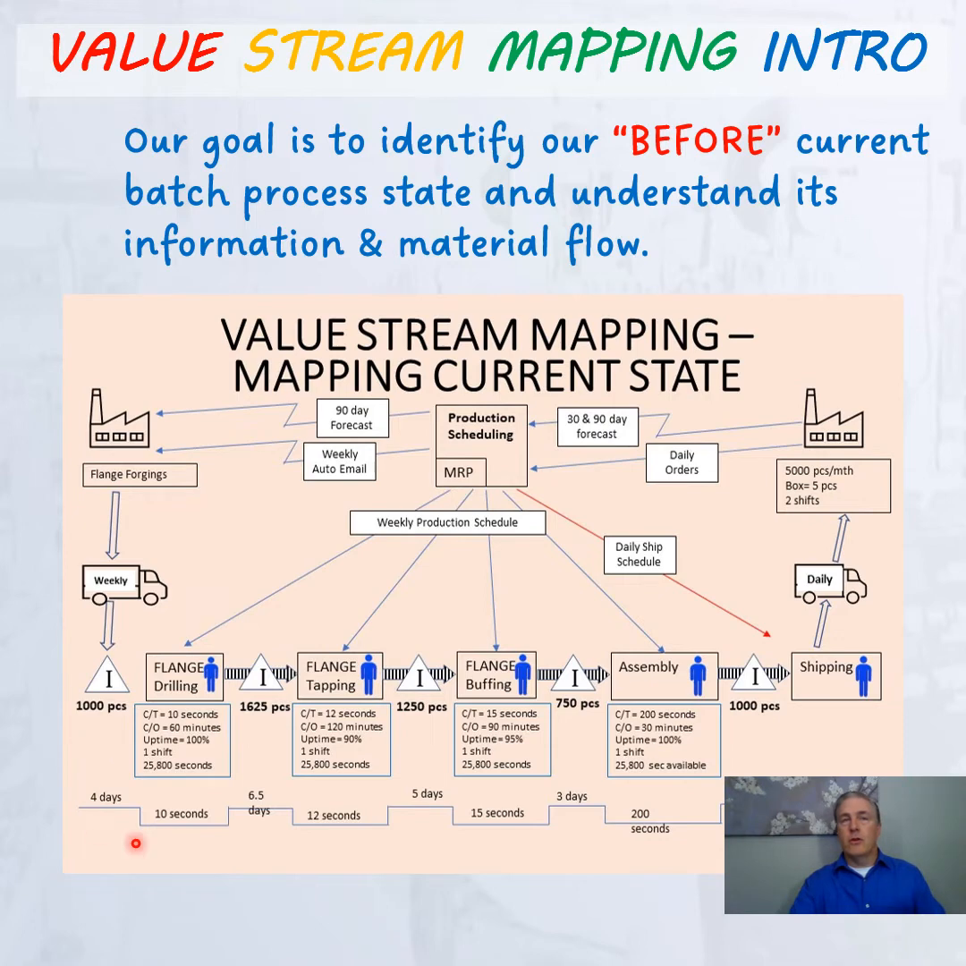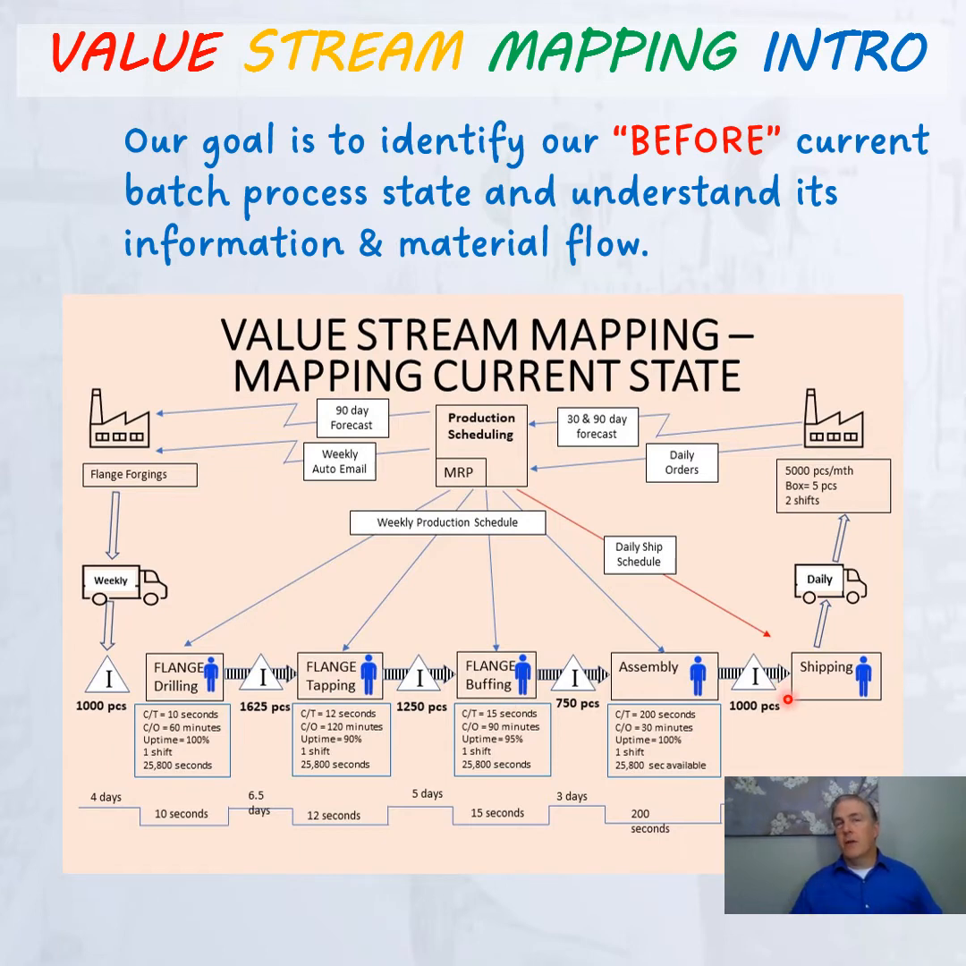Then on the lower half we have our material flow. You can see material shipping from our vendor, arriving at the shipping department, and then flowing through each of our departments. In this case, this is a batch and queue process. The first department does drilling, the second does tapping, the next does buffing, and the last does assembly. You can see the inventory that's built up in each of those processes.